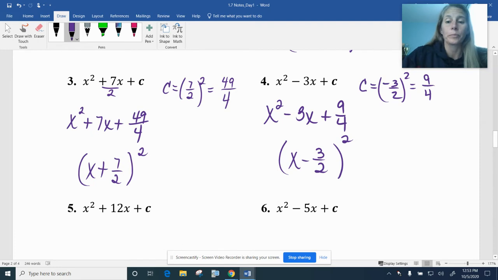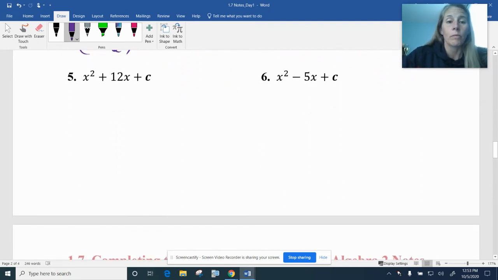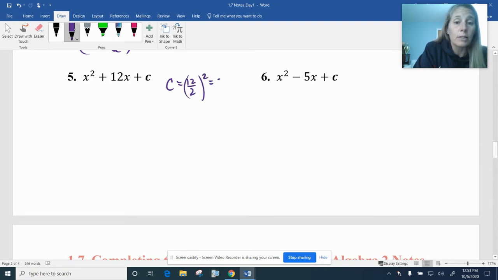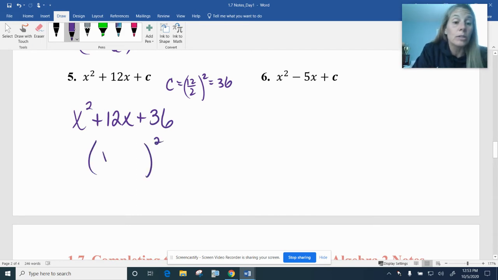All right, the next one, 12 divided by 2, which is 6. 6 squared is 36. So my perfect square trinomial is x squared plus 12x plus 36. Therefore, my square of a binomial is just going to be x plus 6 squared.